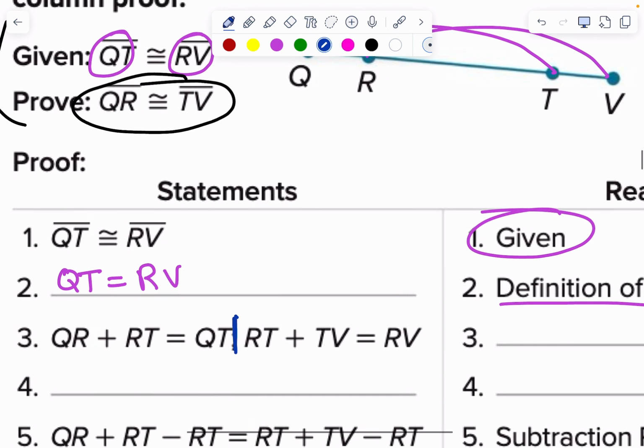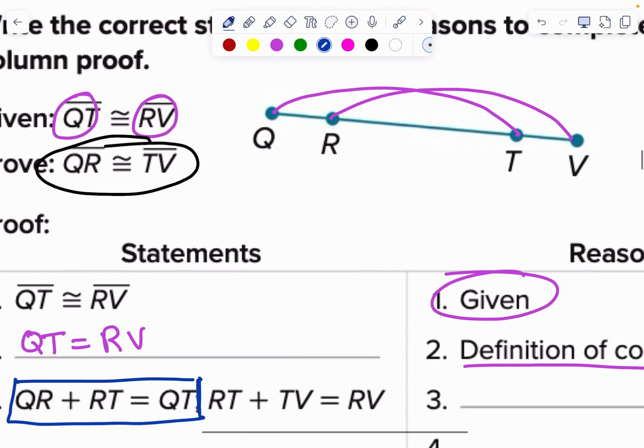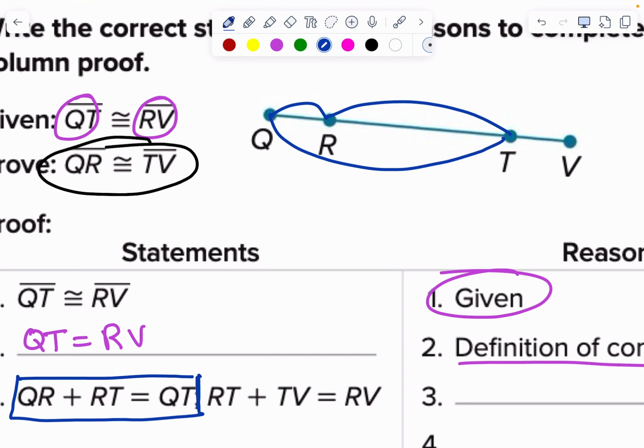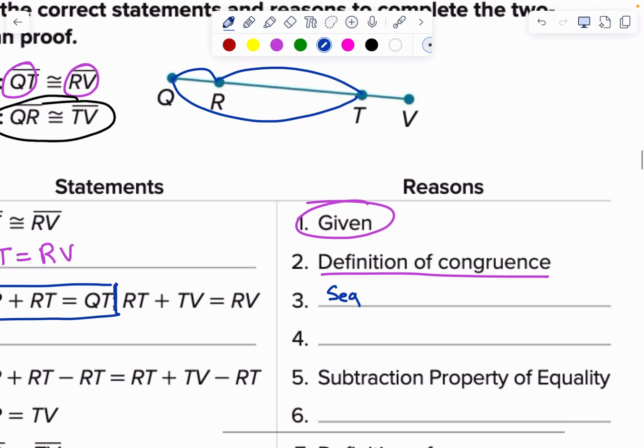Okay. All right. Now let's talk about the next thing. There's a colon here, so I'm just going to talk about this first little chunk. This guy in this box, that blue guy, says that QR plus RT equals QT. Okay, that's what that first little box says. What did we just do there? That's the segment addition postulate, right? That's probably what's going to go on this line.